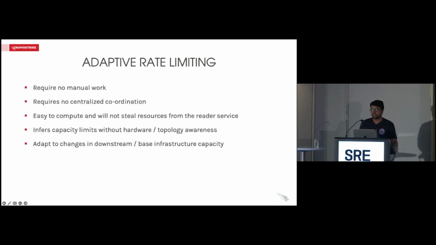This adaptive rate limiting system requires no manual work, requires no centralized coordination, is easy to compute, and will not steal resources from your service. It infers capacity limits without any hardware or system topology awareness, and will adapt to changes in processing capacity at runtime.